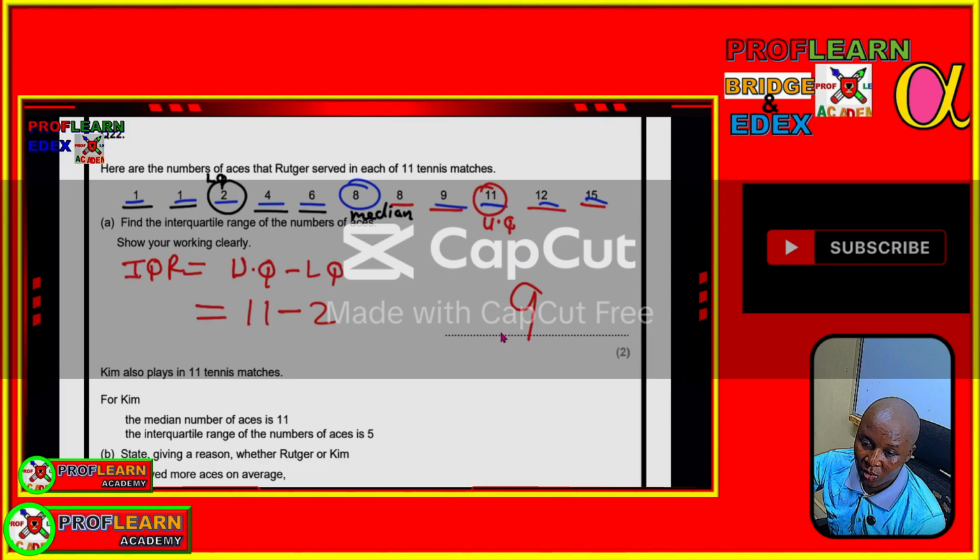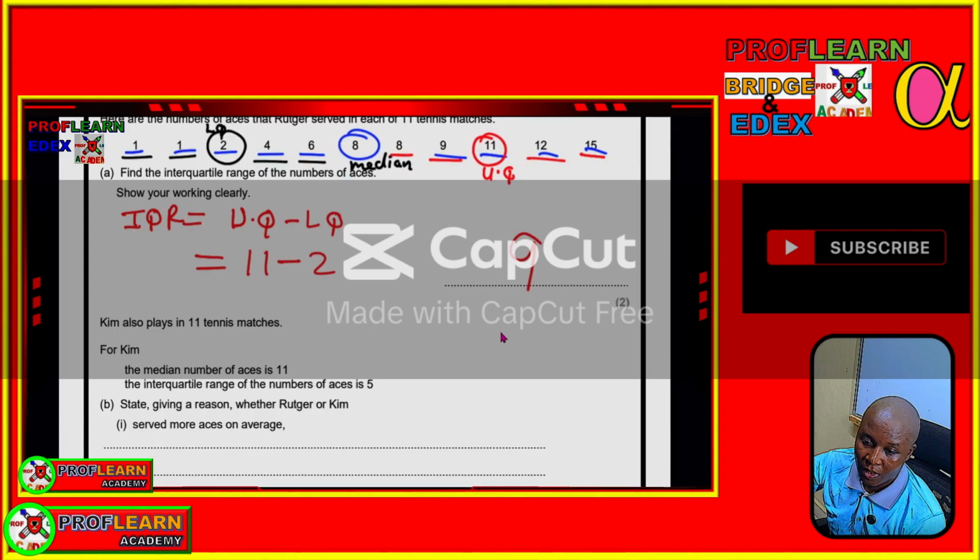Yeah, so we are also told that Kim plays 11 tennis matches, and the median of the number of aces is 11, and the interquartile range is 5. So we are trying to compare. When you have a set of data, you have a larger median, because the previous median was 8, and the interquartile range here for Kim is 5, but previously that one was 9.